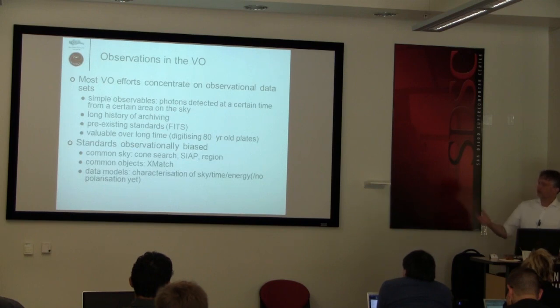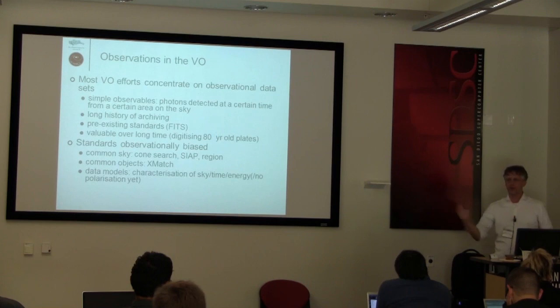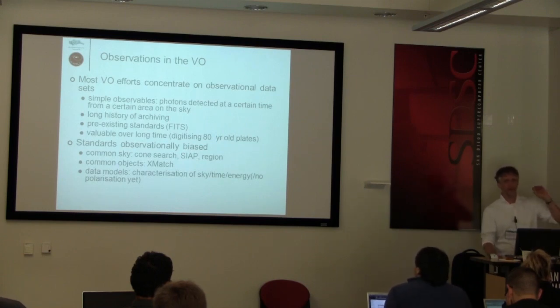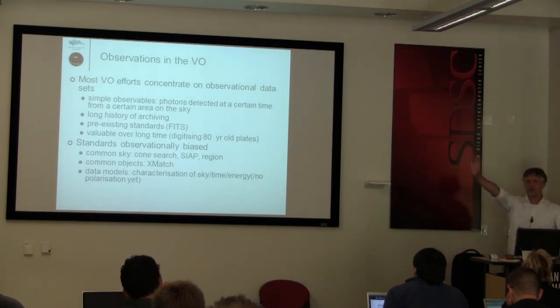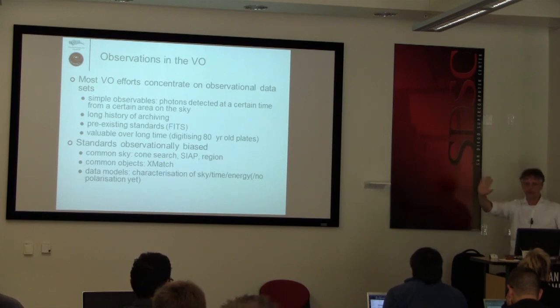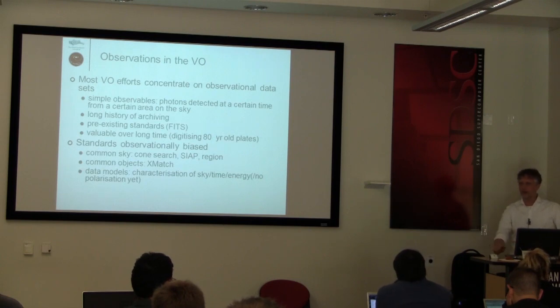Because of that, all the standards are basically rather observational. These simple standards that we had were based on, again, these simple observables. The time was not even included, just all the photons or all the sources from this part of the sky. Also, another important thing is that if I look at that part of the sky and you look at that part of the sky, we can actually hope to see the same objects. They may have changed over time, but generally we think that they are the same objects.